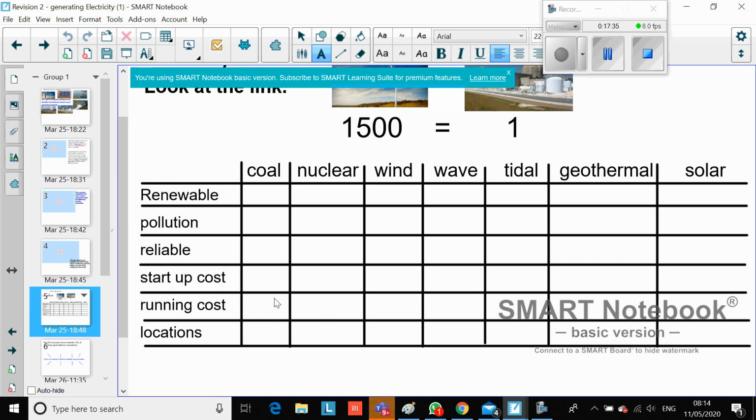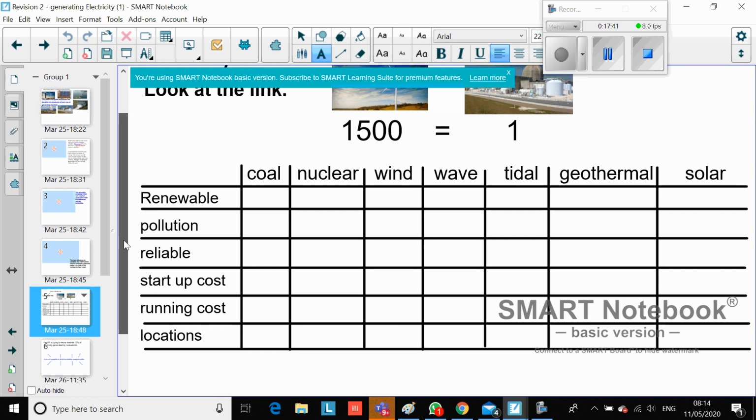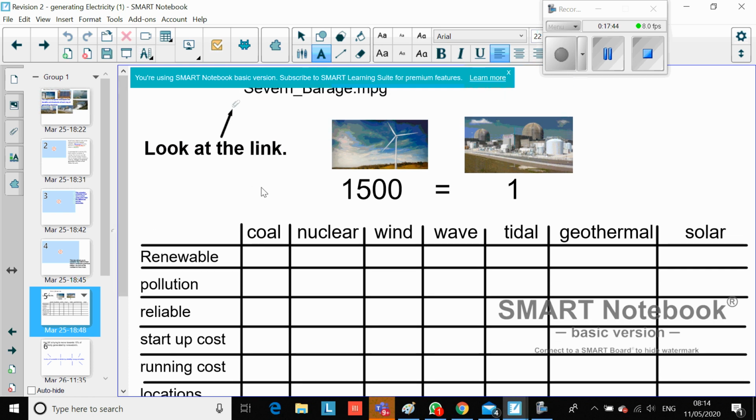Okay, so what you could do is think about the benefits and drawbacks of each of the different ways of generating electricity. A certain example, wind turbines. One nuclear power station can generate the same amount of electricity as 1,500 of these wind turbines. So you need 1,500 of these to generate the same electricity as just one of these. So again, you've got to think about the benefits and drawbacks of that.